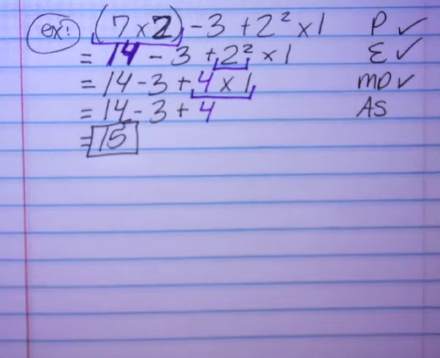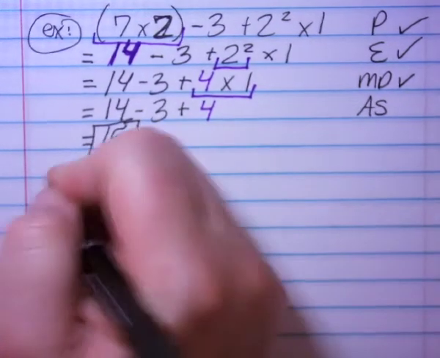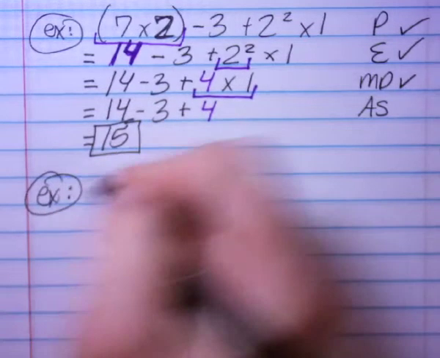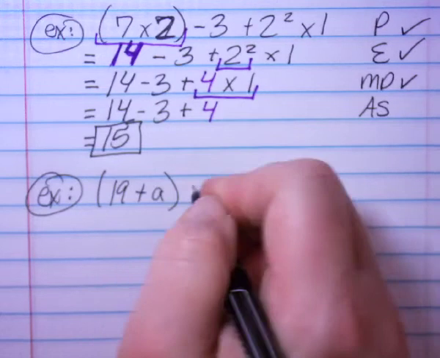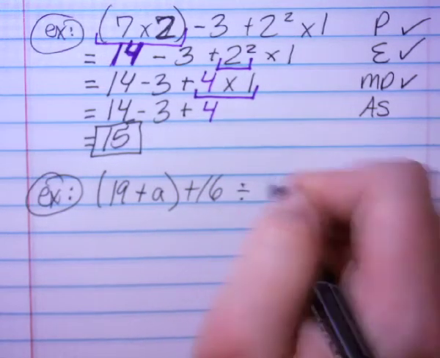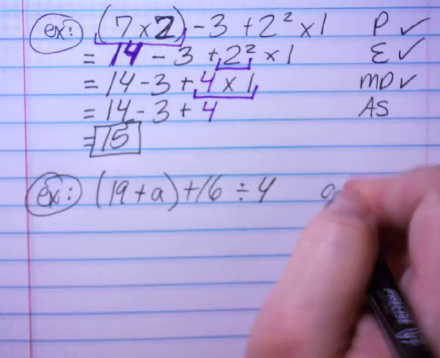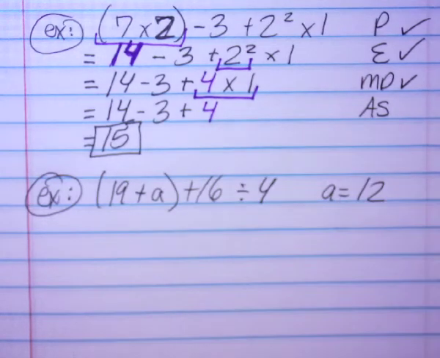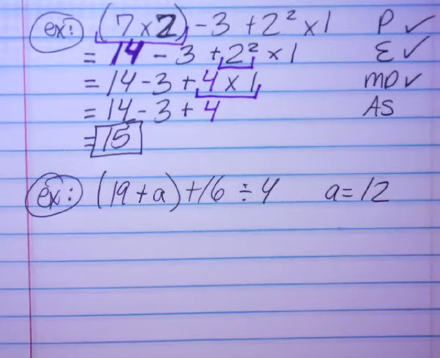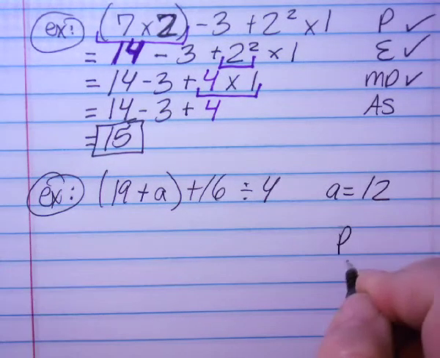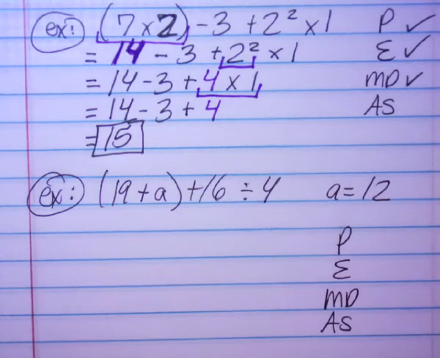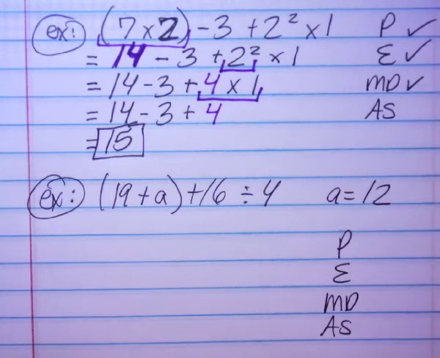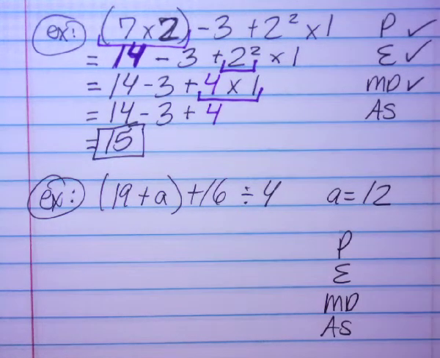Let's do another problem with simplifying expressions. Parentheses, 19 plus a, plus 16 divided by 4, where a equals 12. All right, write down your legend or your little checklist, PEMDAS, so that you can check it off as you go. Let's do this one together. I'll let you do the next one by yourself, okay?